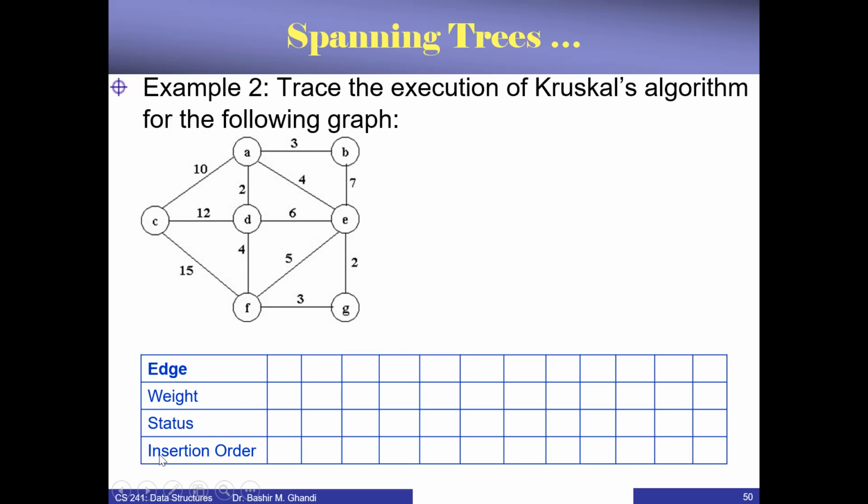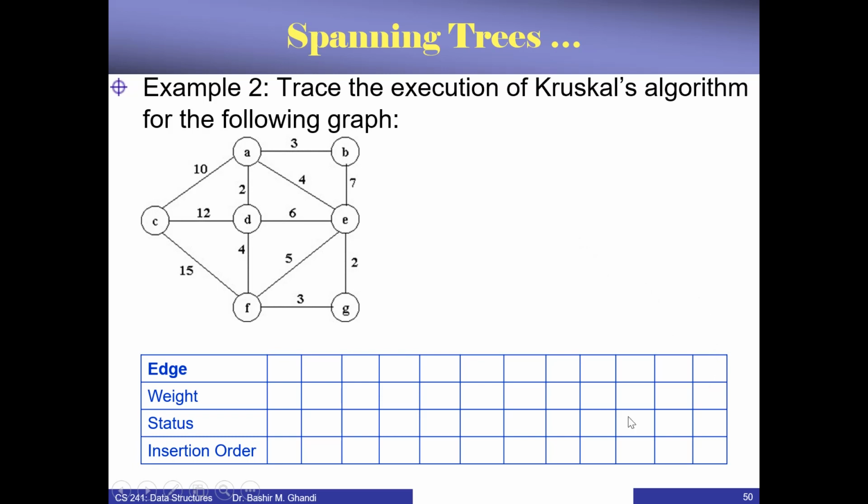And I say 4 because the last row here really is not important. It's just telling us in what order we accepted the edges. But the 3 main important rows are the rows where you list your edges, their weights, and the status, whether we accepted the edge to be added in the tree or not.